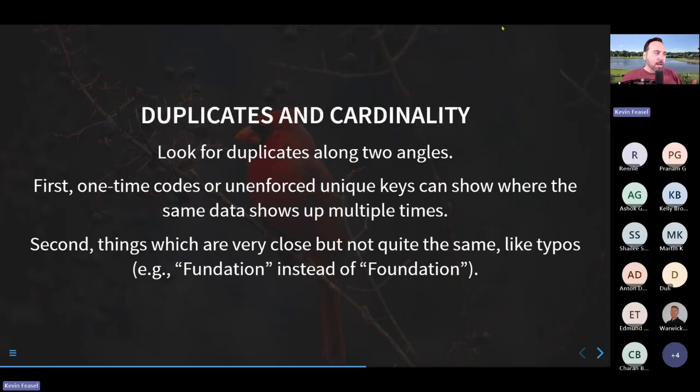One of them, if we have a one-time code or a unique key that's not enforced, we might see multiple entries for the same thing. So same data shows up multiple times. That may be an indication of somebody trying to sneak things through. Second, you have things that are close but not exactly the same.